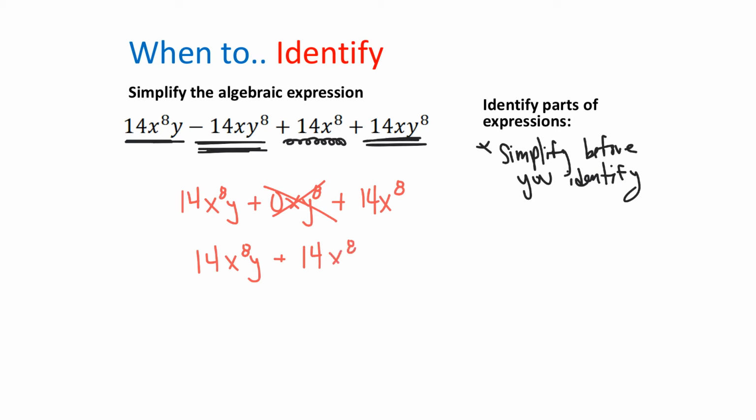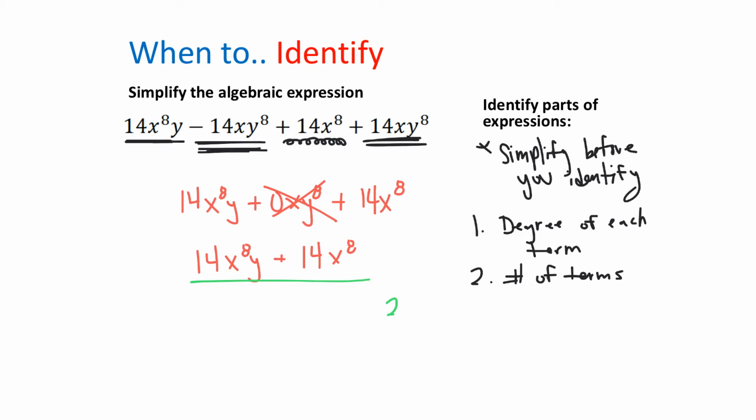And so when we talk about identifying, what we want to do is, one, identify the degree of each term. And the second thing that we like to do when we identify is talk about the number of terms. And so when we look at something like this, this expression right here has two terms.